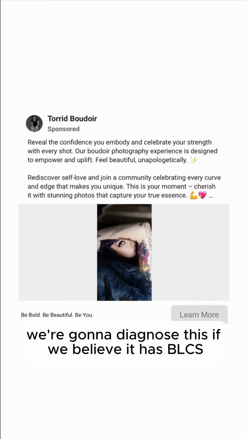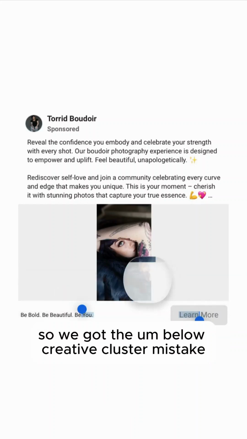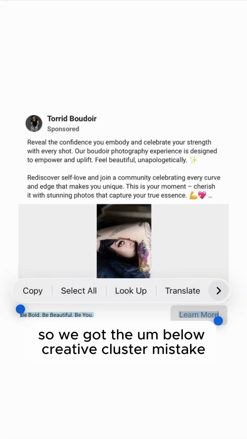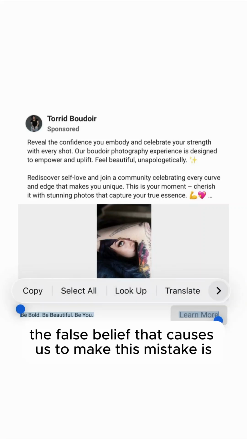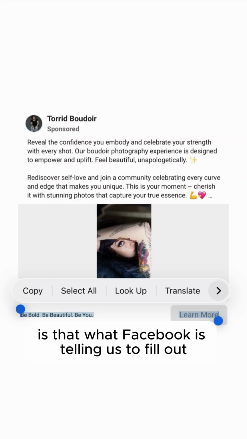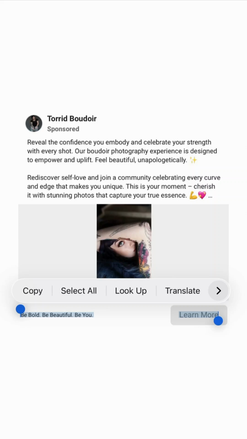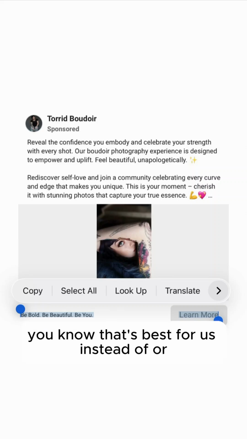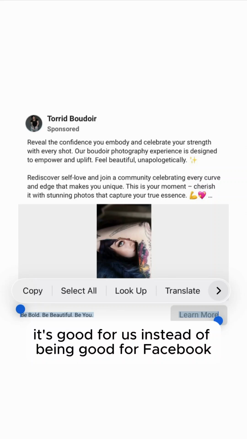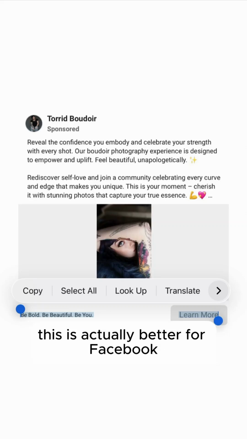All right, now we're going to diagnose this if we believe it has BLCS, aka Boudoir low click syndrome. So we've got the below creative cluster mistake. The false belief that caused us to make this mistake is we're trusting that what Facebook is telling us to fill out is actually what we should fill out, that it's best for us, or good for us, instead of being good for Facebook. And what actually happens is this is better for Facebook. So it's worse for us.